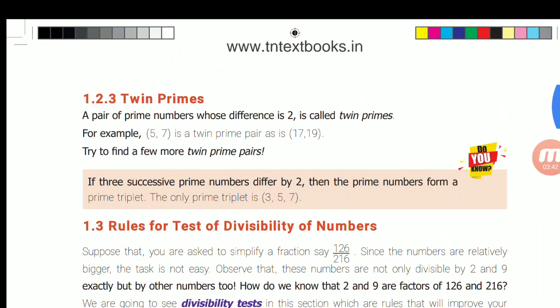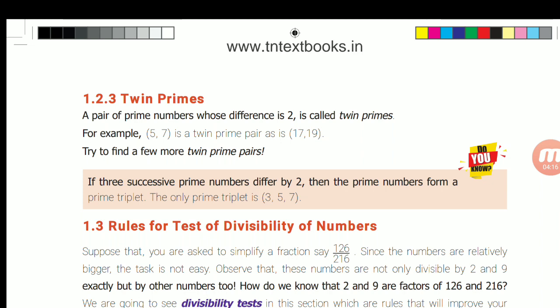Okay. Then there is a concept called a twin prime number. A pair of numbers whose difference is equal to 2 is called twin primes. For example, in the case of prime numbers, if the difference between the two prime numbers is 2, then that is called a twin prime pair. Let's give an example like 5, 7. The difference between 5 and 7 is 2, and both are prime numbers, so they are called twin primes. Similarly, there is another pair, 17, 19. The difference between the two numbers is 2, so they are also twin primes.